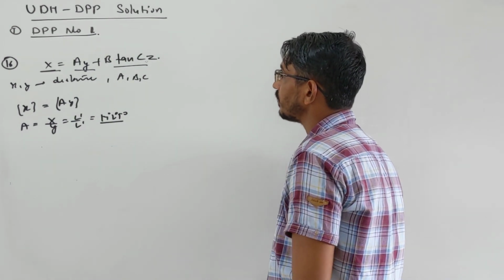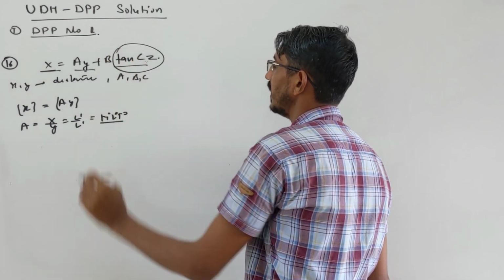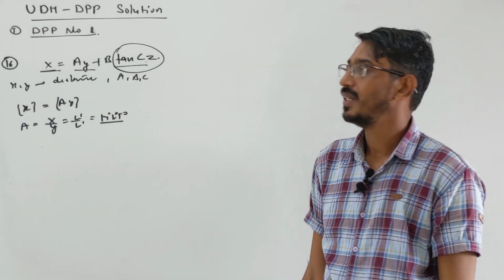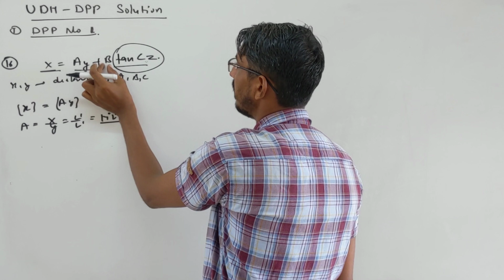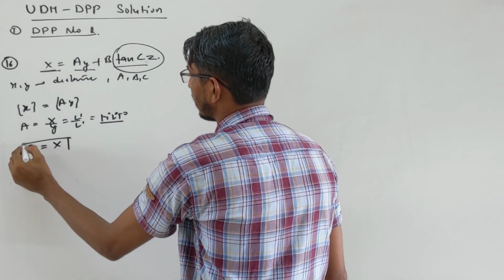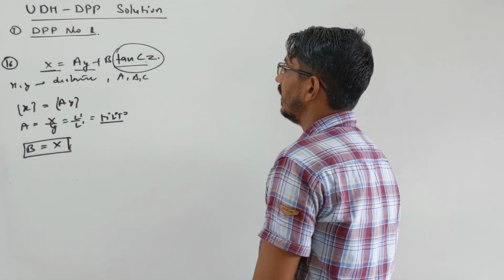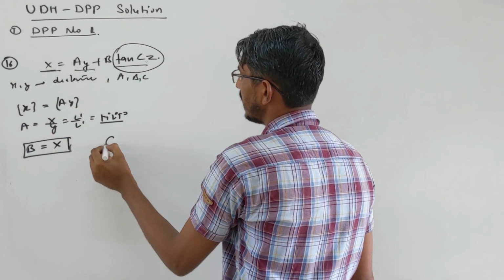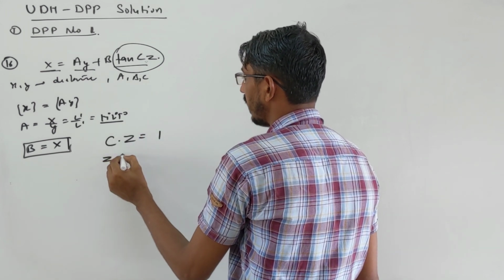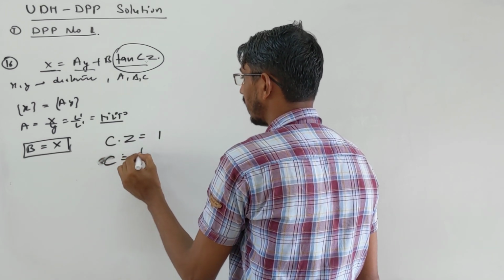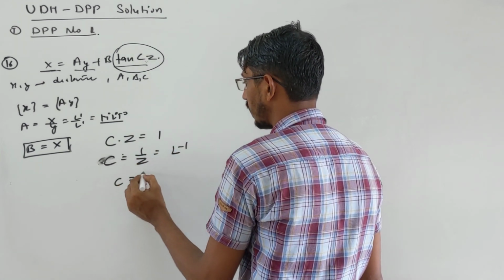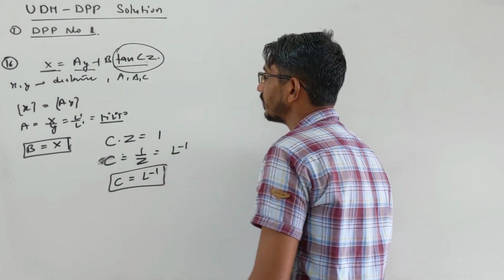Then let's talk about this term. This term is a mathematical function, so it should have zero dimension. Correct? Yes. It means this B dimension should also be equal to X. So the dimension of B is equal to the dimension of X. Remember it? Yes. And let's talk about this term. C into Z should have zero dimension, or 1. So C should have 1 by Z, so Z should have length power 1 dimension. C is equal to L power minus 1 dimension, right?